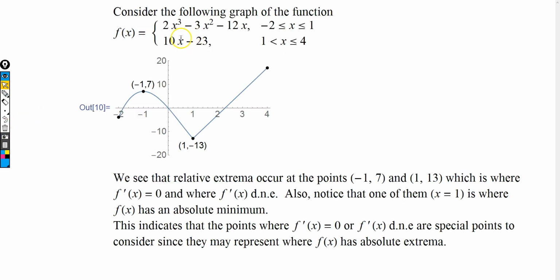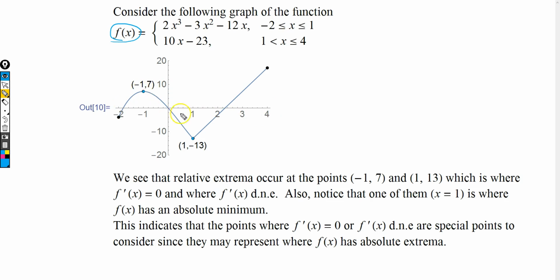Now let's start by considering the graph of this function. So we have a piecewise defined function here, and here's what its graph looks like. Now this is over the interval from -2 to 4. And notice that we have relative extrema here at (-1, 7) and down here at (1, -13). This is a relative maximum and this is a relative minimum. It also happens to be an absolute minimum over the interval from -2 to 4.